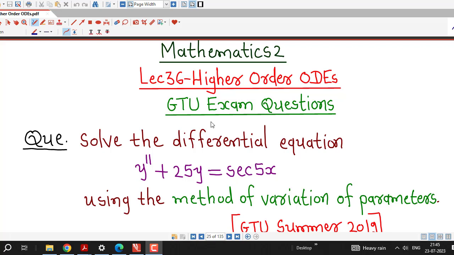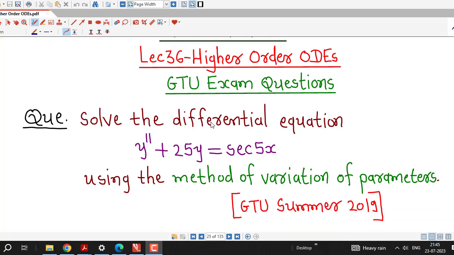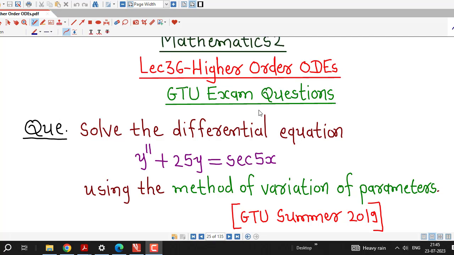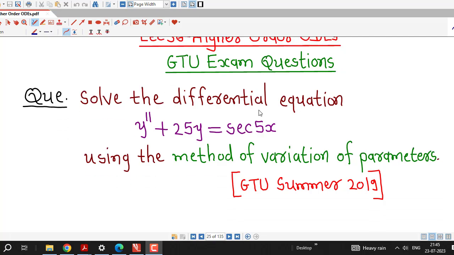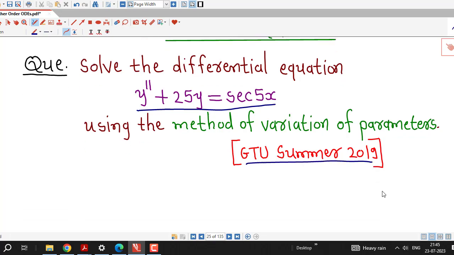Hello friends, I welcome you in lecture number 36 on higher order ordinary differential equations. In this lecture we are going to solve this differential equation using the method of variation of parameters, and this question was asked in GTU Summer 2019 exam.